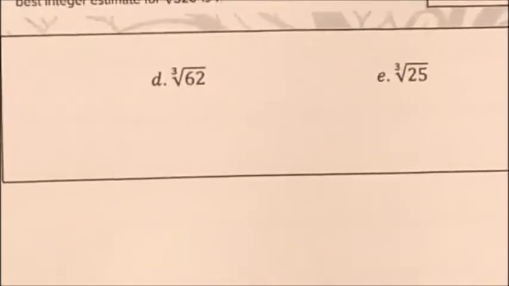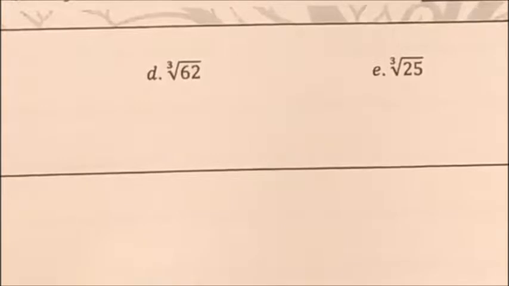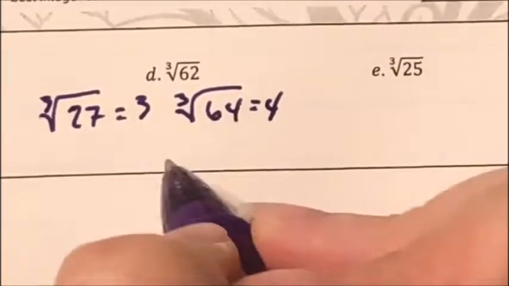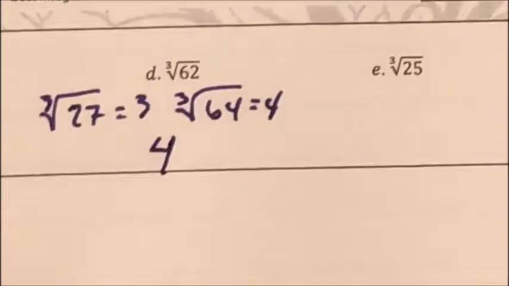D is the cube root of 62. Okay, so I have the cube root of 27, which equals 3, and the cube root of 64, which is 4. 62 is closer to 64, so my answer is 4.